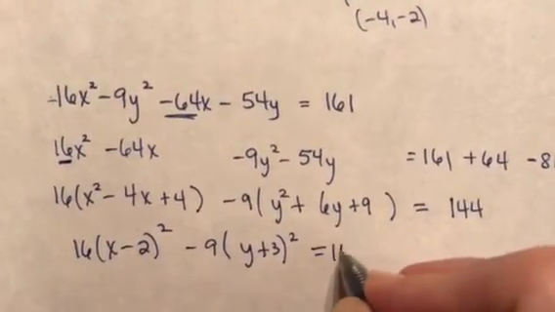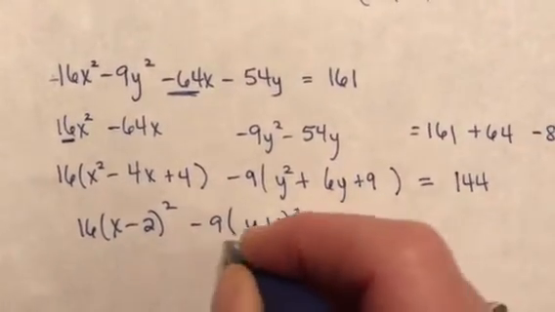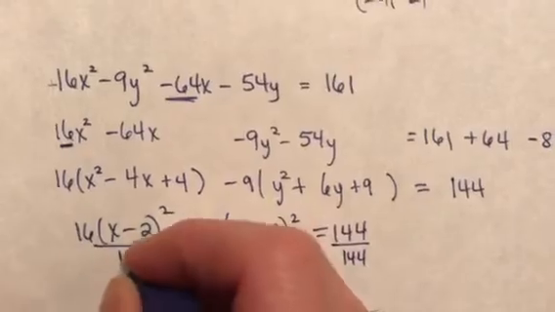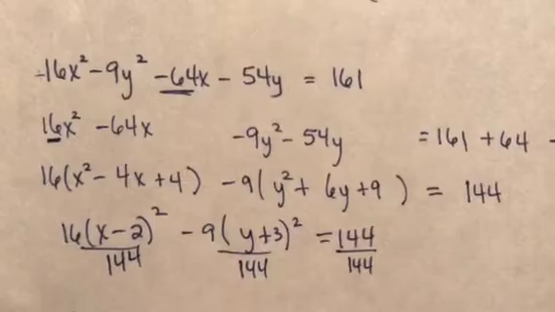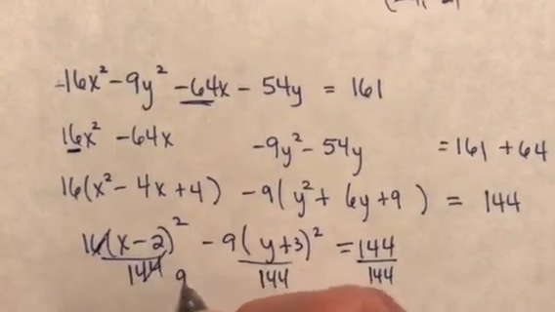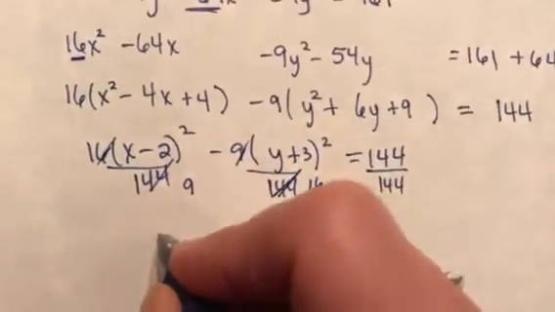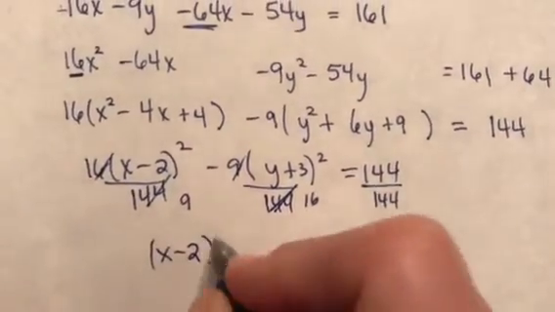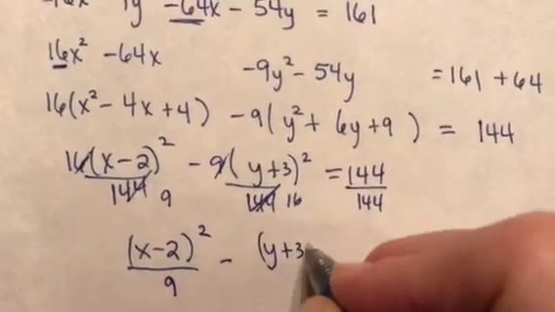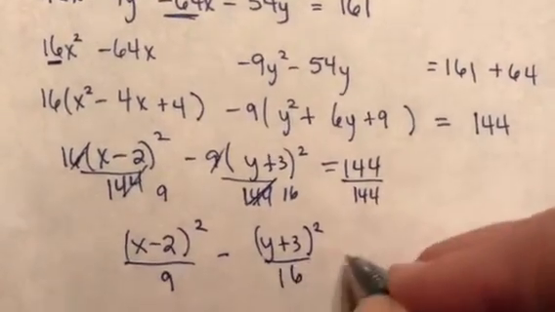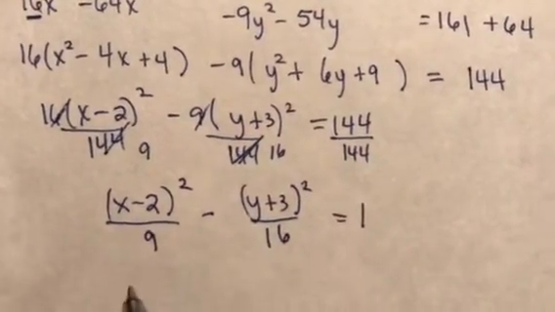Okay, I am almost done. The only problem is this is supposed to equal 1. So I have to divide every single thing by 144. Sometimes these will go in evenly, sometimes they won't. If they don't, just leave it like it is. But 16 does go into that 9 times, and 9 goes into that 16 times. So my standard form is (x minus 2) squared over 9 minus (y plus 3) squared over 16 equals 1. And there I go. That is your equation for the hyperbola in standard form.